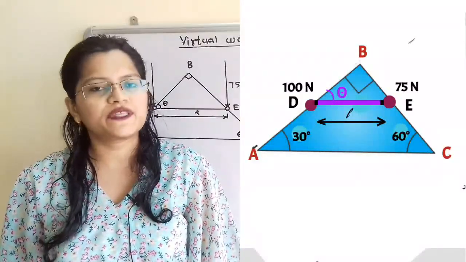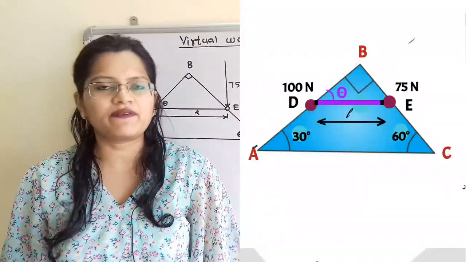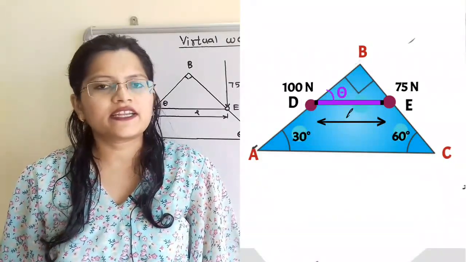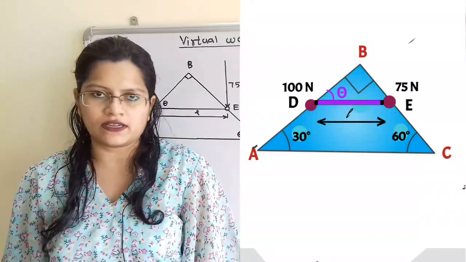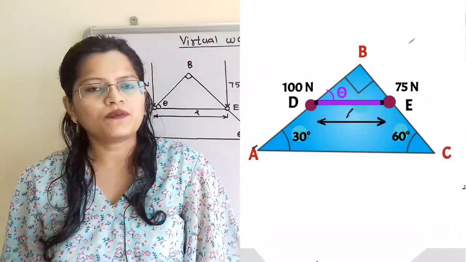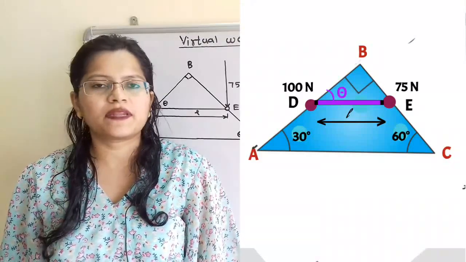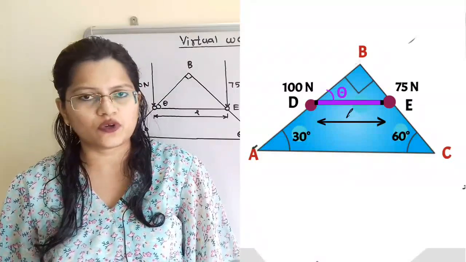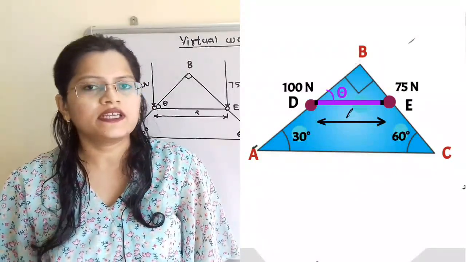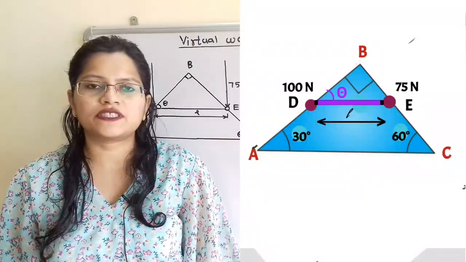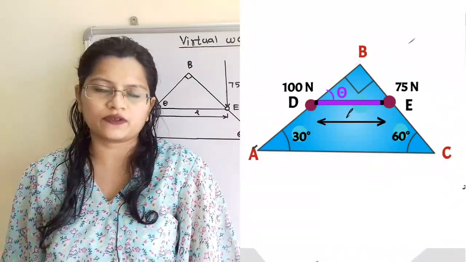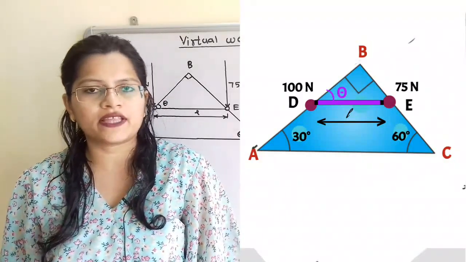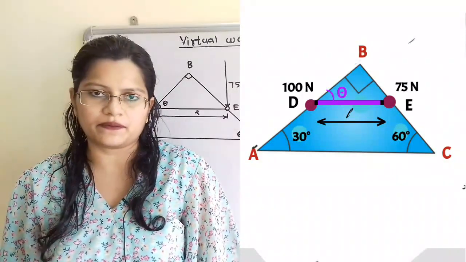There are two balls with weights 100 Newton and 75 Newton placed on inclined surfaces, which are connected with the help of a rod of length L. If we observe, the ball at point D is placed on an inclined surface making an angle of 30 degrees with the horizontal, and the ball at point E is placed on an inclined surface making an angle of 60 degrees with the horizontal. We have to find the angle theta when the system is in equilibrium.